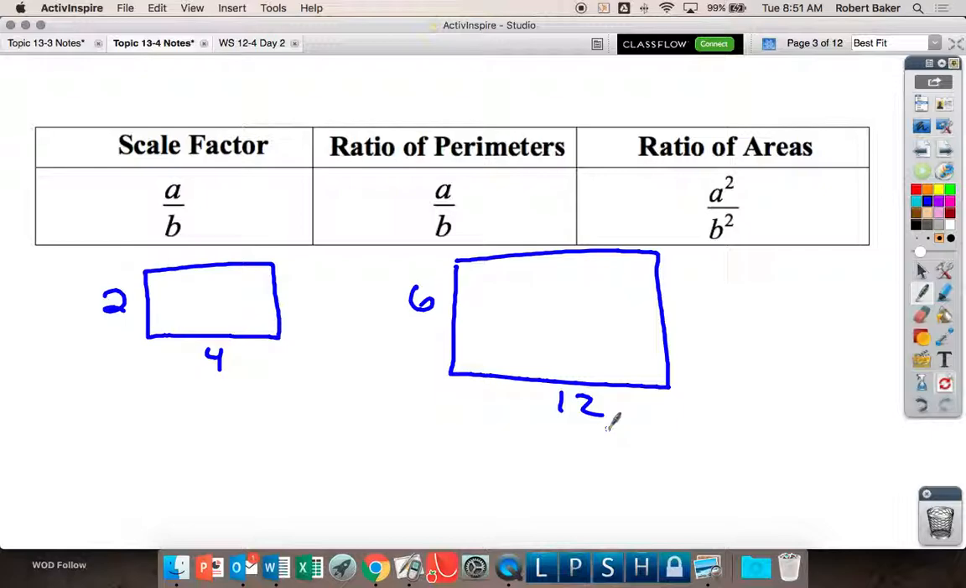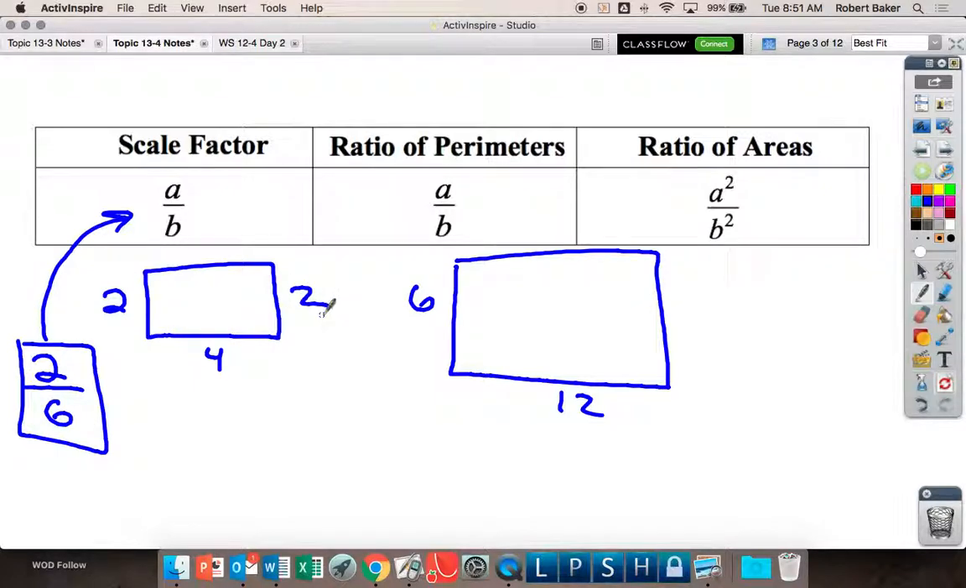Small over big. So take a length from the small shape, 2, and its corresponding length of the big shape, 6. So this is your scale factor, A over B. Does that make sense? So the perimeters would follow the same scale factor. So if this length is 2, this length is, if this length is 4, okay, same thing over here.